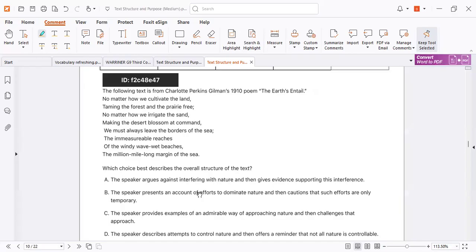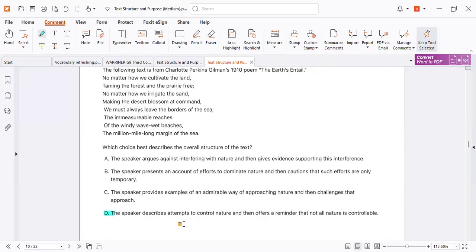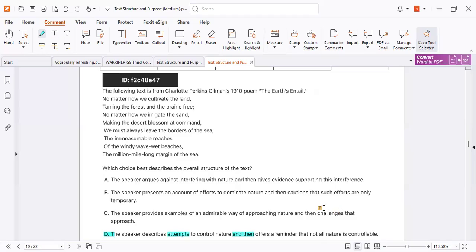B is the right answer. B, no, my friend. It's letter D. It's C describes attempts to control nature, and then that not all nature is controllable. Let's find the evidence.